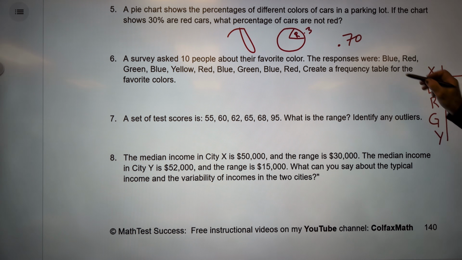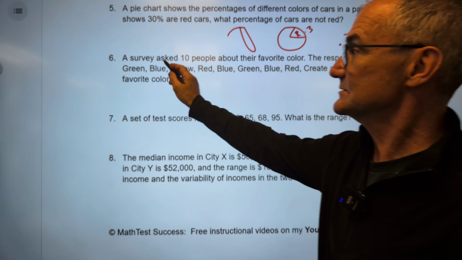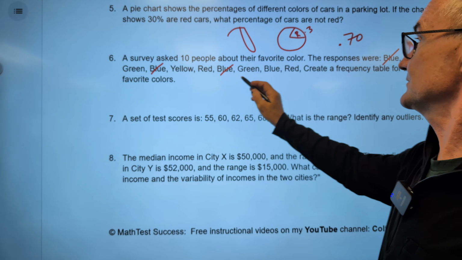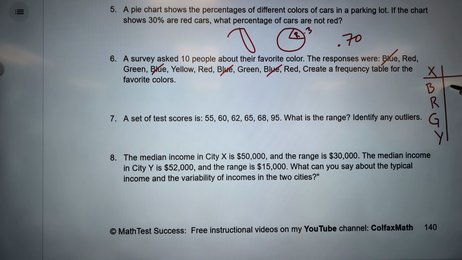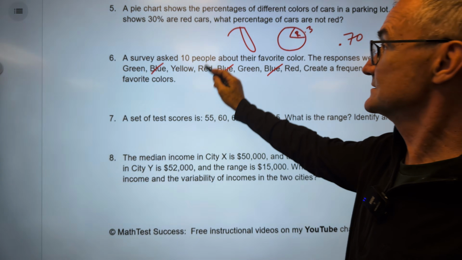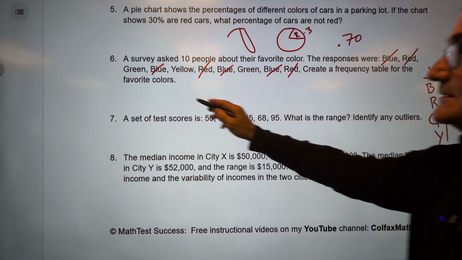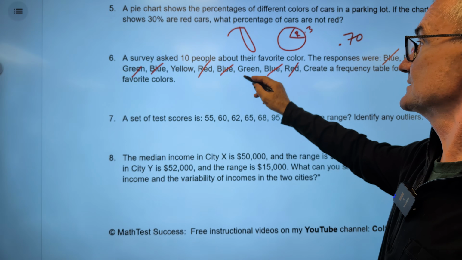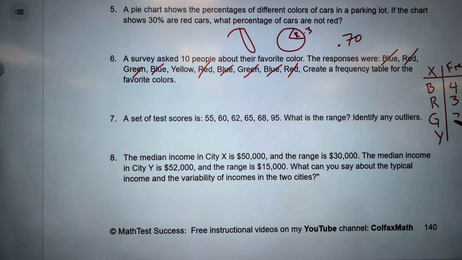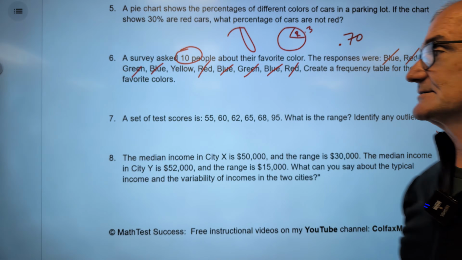Okay, now I got to count them up. Here's 1 blue, 2 blues, 3 blues, 4 blues. So Y here is how often it occurs. Red, 1, 2, 3. Green, 1, 2. And then yellow is 1. I add this up to get 10. And I can see I have them all because it tells me there are 10 people.